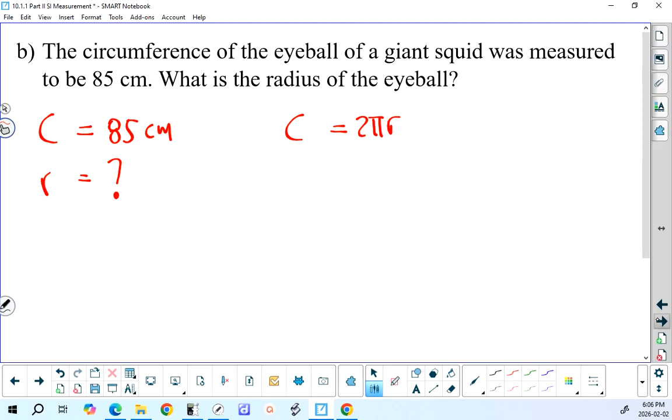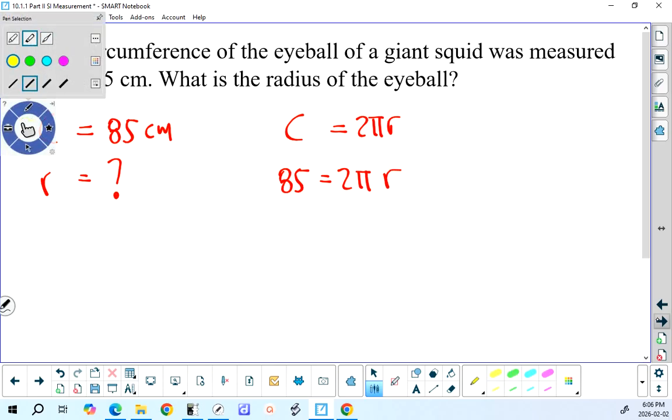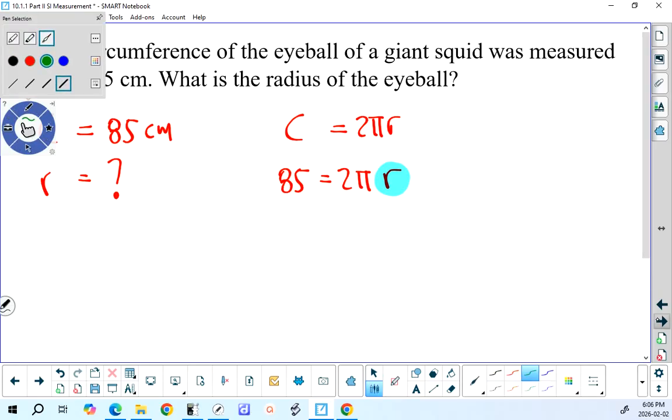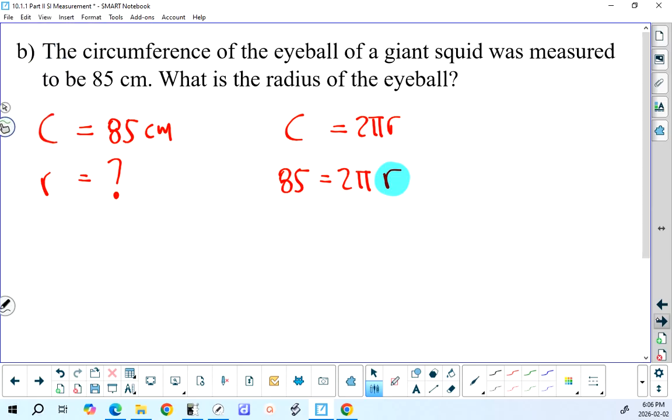Now, this also is a simple question, but there are little bumps in the road that you may encounter. So we put in the numbers. We have 85 equals 2 times pi times the radius. And what we are trying to determine is this. So I'm going to take you back to grade 7, grade 8, grade 9 math and talk about solving very basic equations.